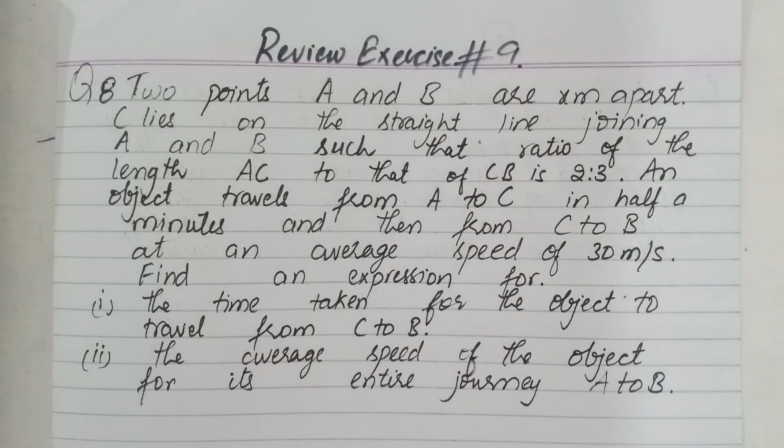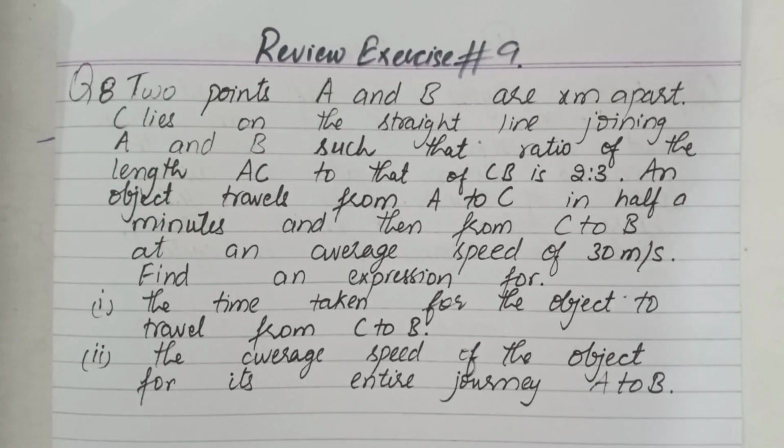Now students, question number 8. Two points A and B are x meters apart. C lies on the straight line joining A and B such that the ratio of the length AC to that of CB is 2 to 3. An object travels from A to C in half a minute, and then from C to B at an average speed of 30 meters per second. Find an expression for... we have to find the expression in this question.